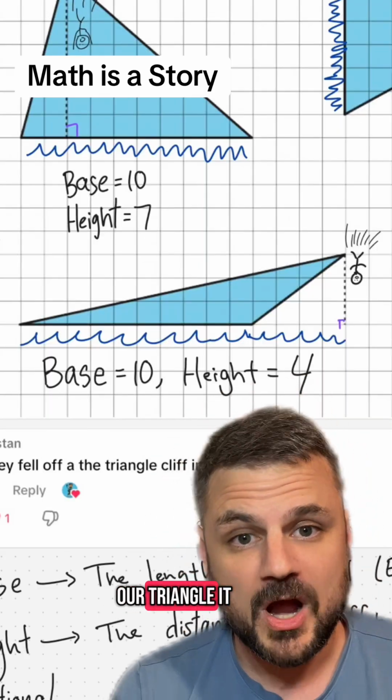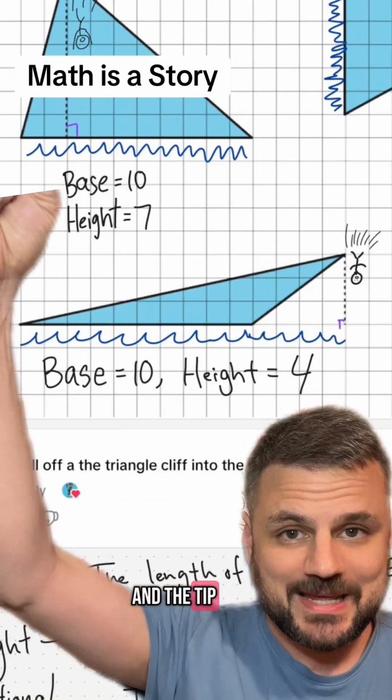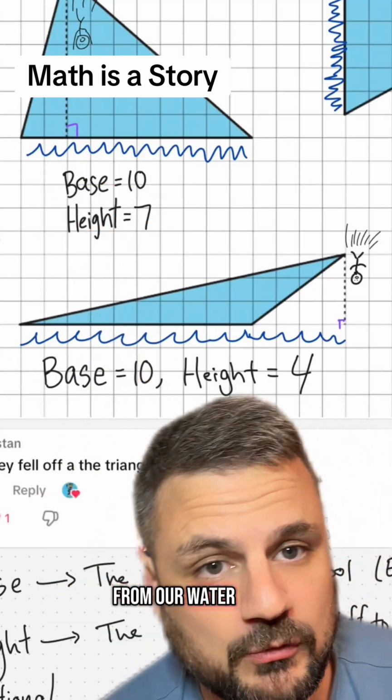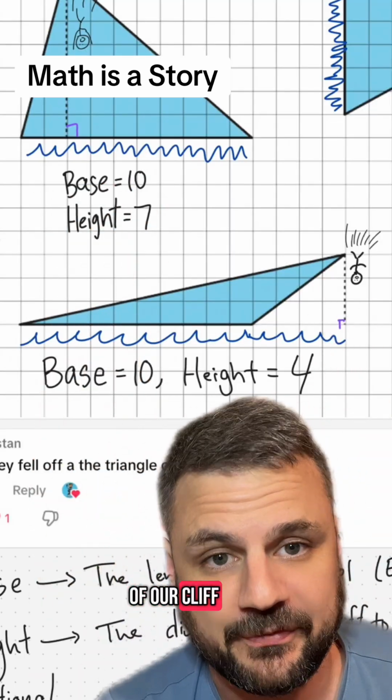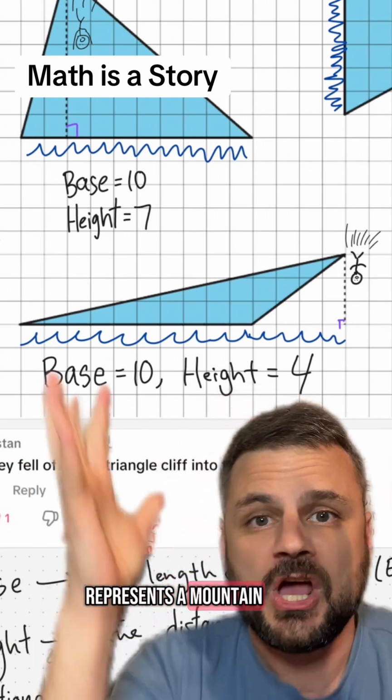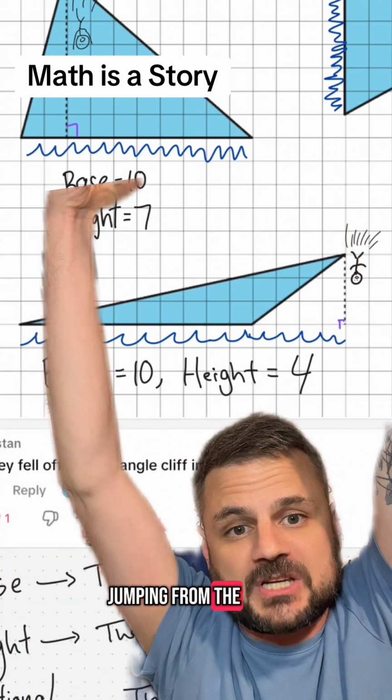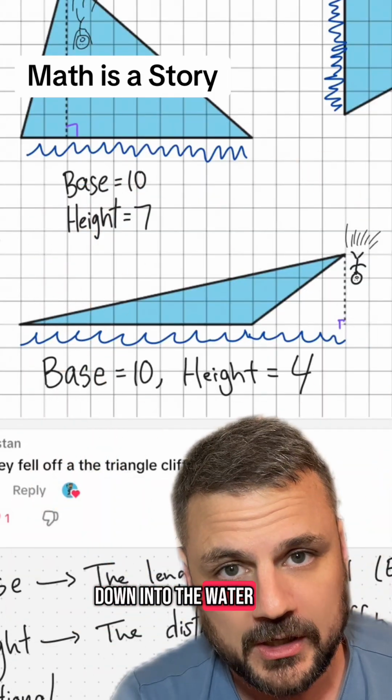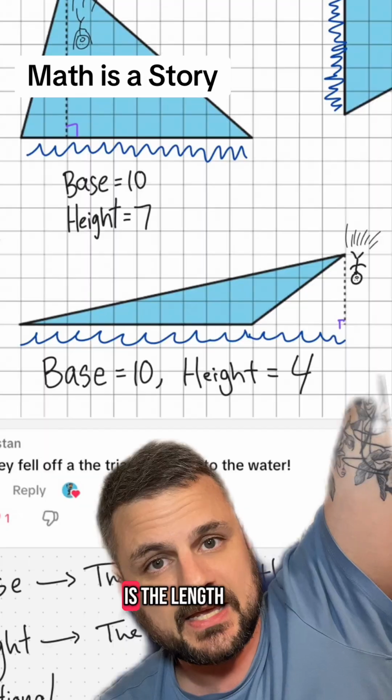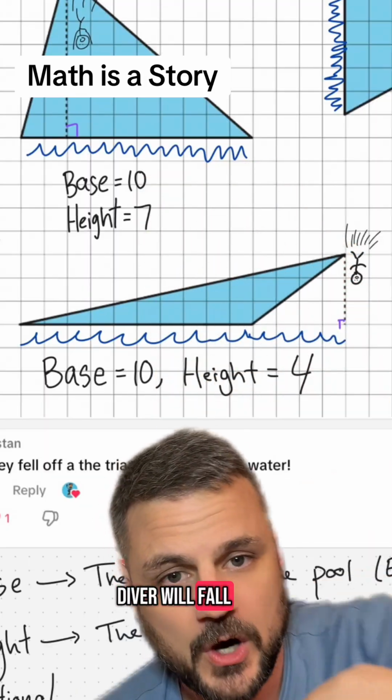The base of our triangle represents water, and the tip, the furthest point from our water, represents the top of our cliff. The triangle here represents a mountain. The diver of the cliff is jumping from the top of the cliff all the way down into the water, and the length of the height is the length that that cliff diver will fall into the water.